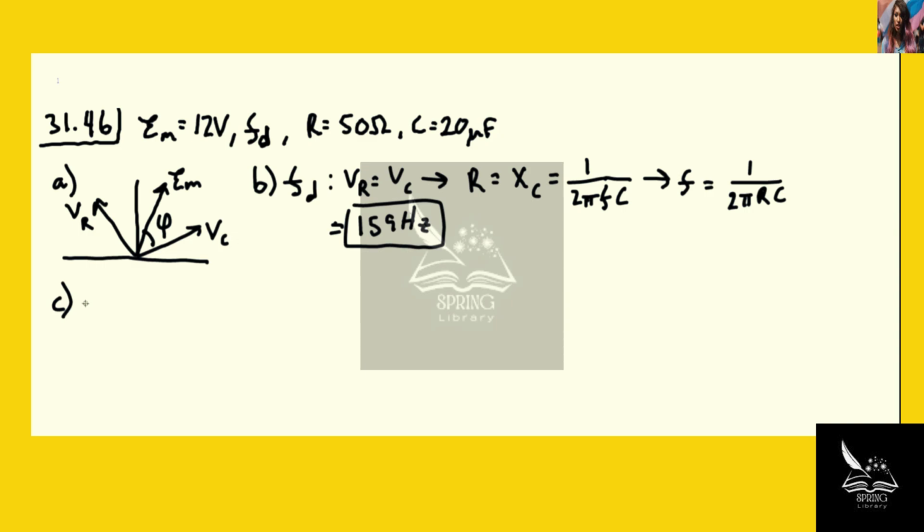Now for part C, for C, D, and E, we're at this driving frequency. For C, we want the phase angle in degrees. So this is the arctangent of negative VC over VR. These are equal, so we don't even have to put this into a calculator.